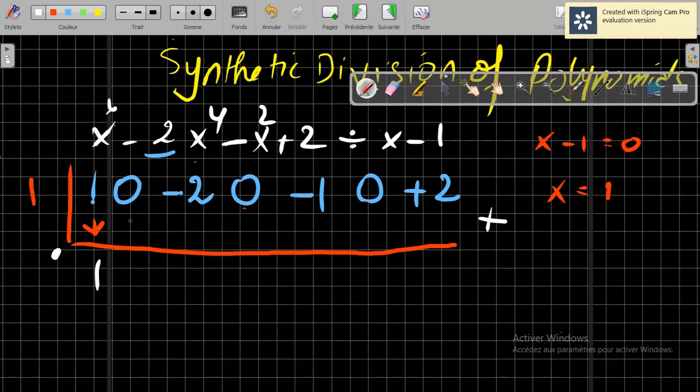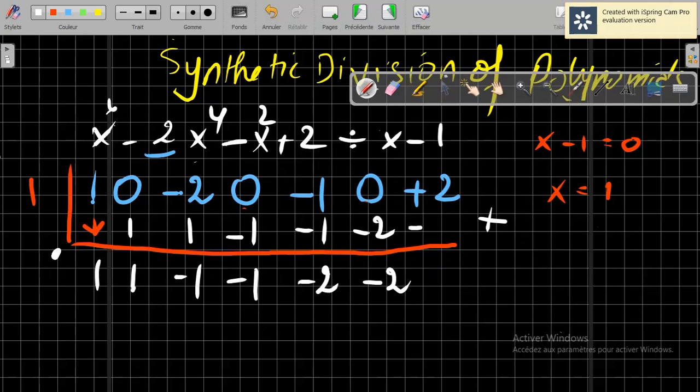So 1 times 1 is equal to 1. 1 added to 0 is equal to 1. Then 1 times 1 is equal to 1, and I'm writing it back here. Now -2 plus 1 is equal to -1. -1 times 1 is equal to -1. Now 0 plus -1 is equal to -1. -1 times 1 is equal to -1. -1 plus -1 is equal to -2. -2 times 1 is equal to -2. 0 plus -2 is equal to -2. -2 times 1 is equal to -2.